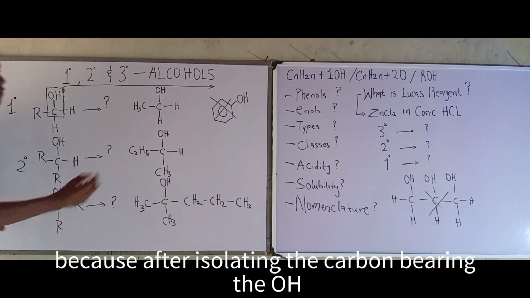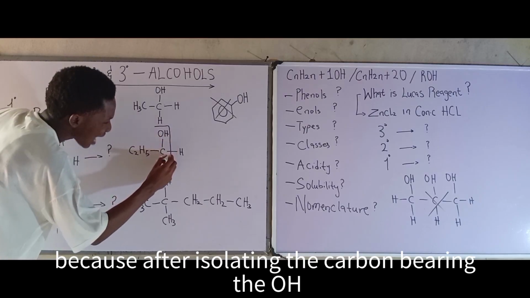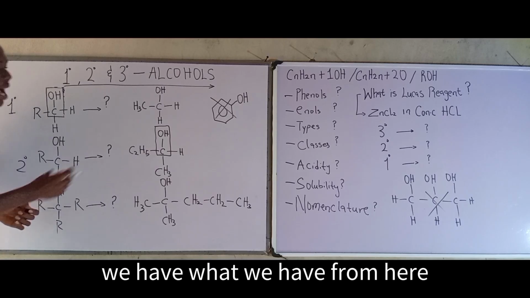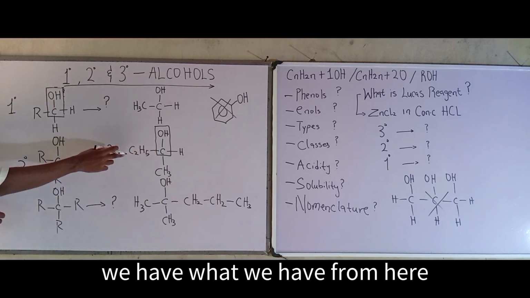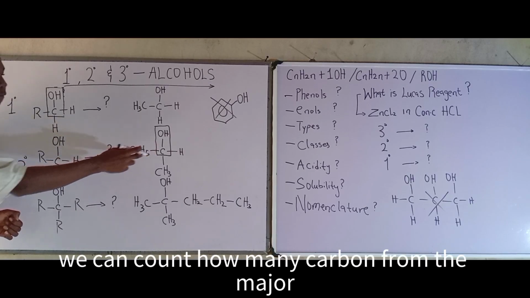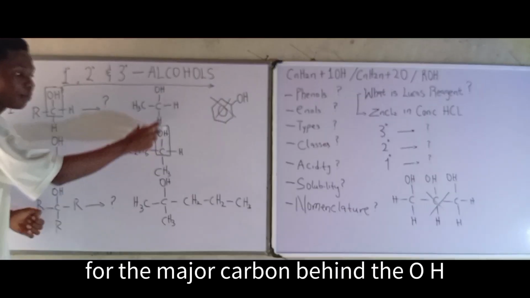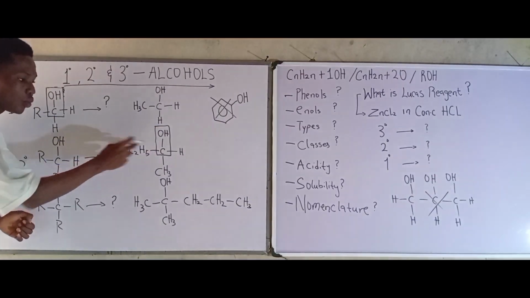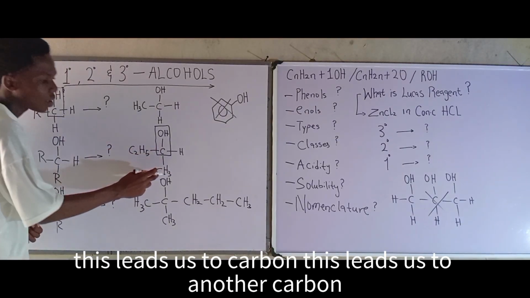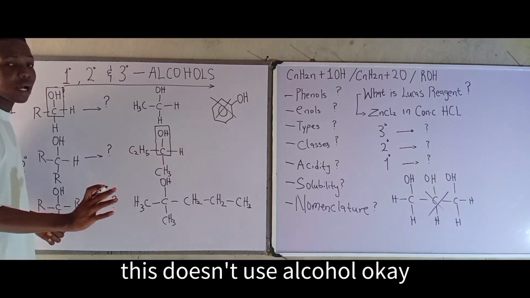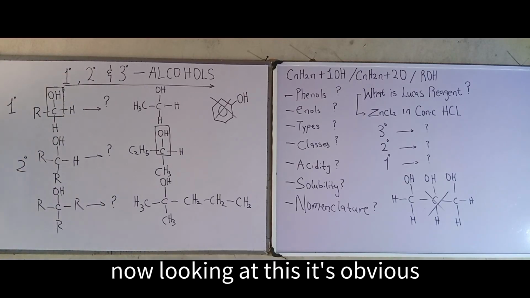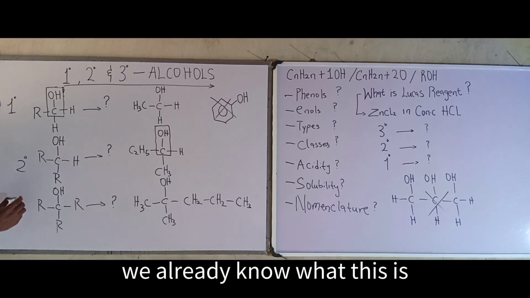Secondary, because after isolating the carbon bearing the OH, we have what? From here, for the major carbon bearing the OH, we can count the bonds leading us to carbon. One, this leads us to carbon, this leads us to another carbon, this doesn't lead us to carbon. Okay, that makes it what? Secondary alcohol.